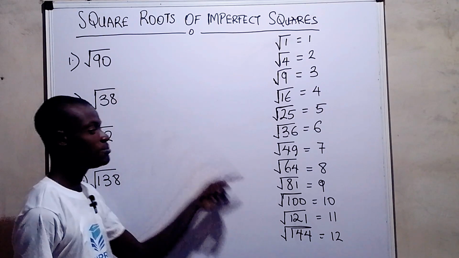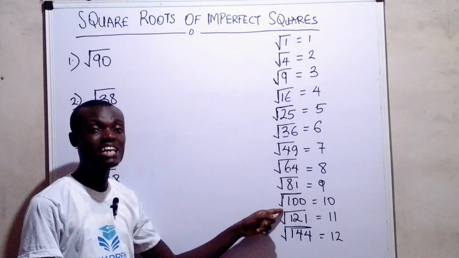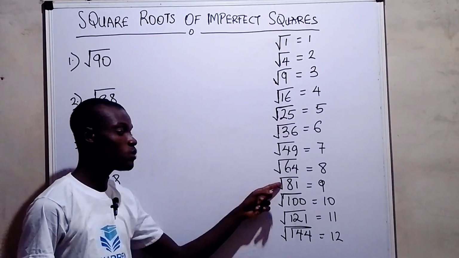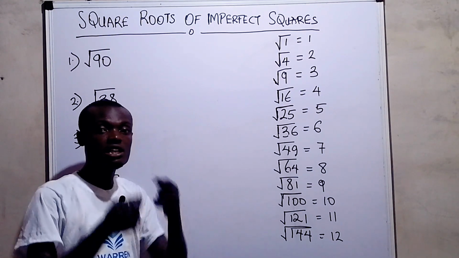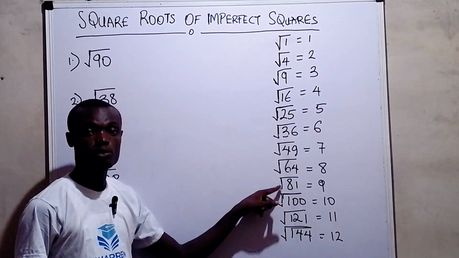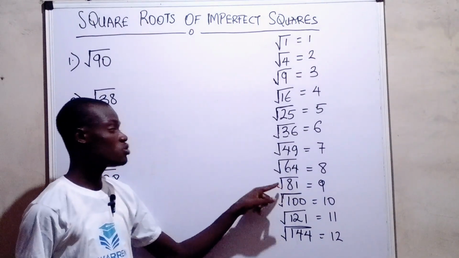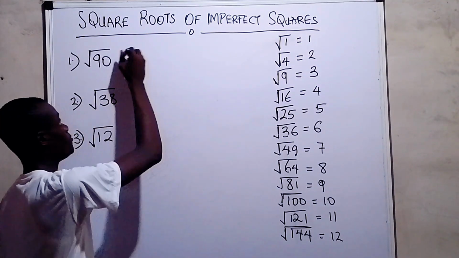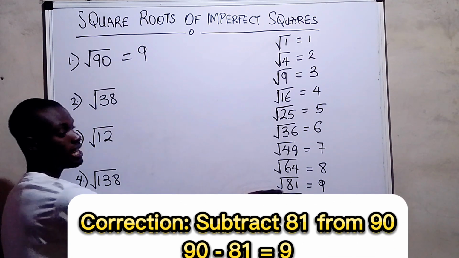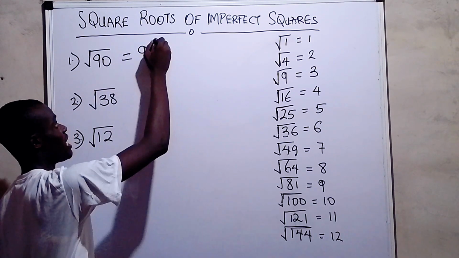So 90 is between 81 and 100. And the closest perfect square that does not exceed it, or that is not greater than it, is 81. So remember, 90 is between 81 and 100, but the closest perfect square that does not exceed it is 81. Both of them are close to 90, but 81 is not greater than 90. So I'm going to take the square root of 81, which is 9. Then we subtract 81 from 90, which is 90 minus 81, and that gives us 9.